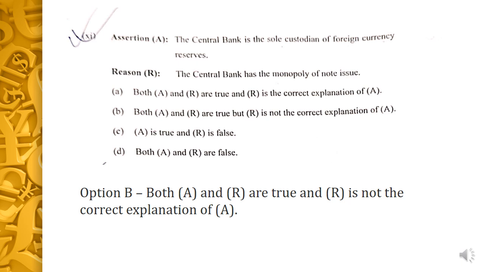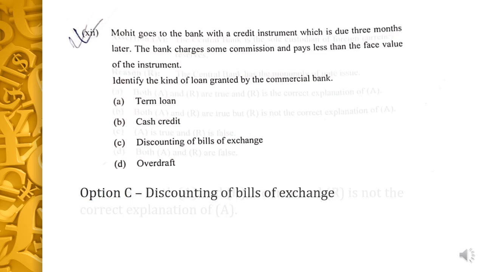Here, two separate functions of central bank have been highlighted and they have no direct correspondence with each other. So R is not the reason for A and hence option B is the correct answer. Here, the bank pays less than the face value and charges some commission, because of which the answer will be option C, because the bank deducts some amount in order to cover the interest of 3 months.